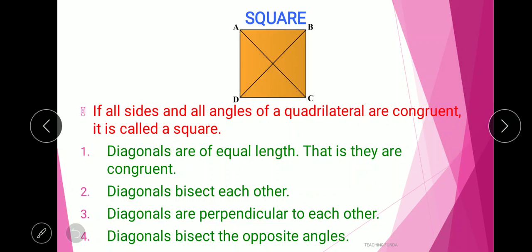Now fourth, diagonals bisect the opposite angles. These are the opposite angles, and this diagonal bisects it, means this diagonal divides the opposite angle into two equal parts.